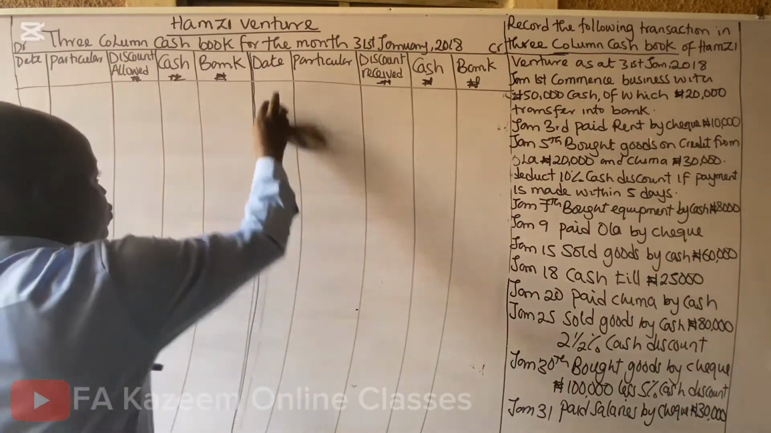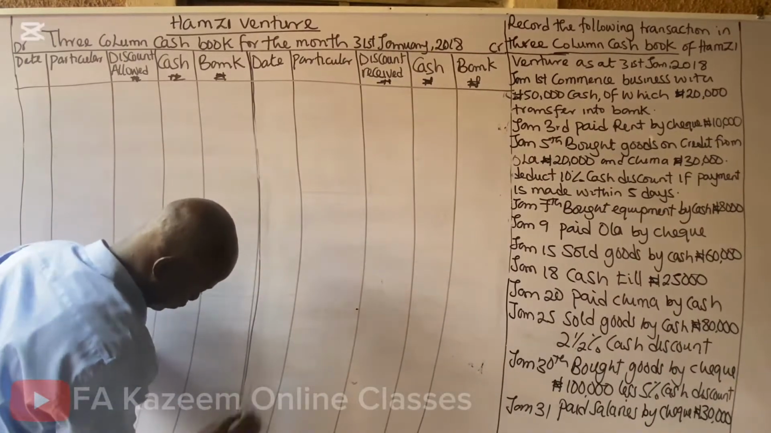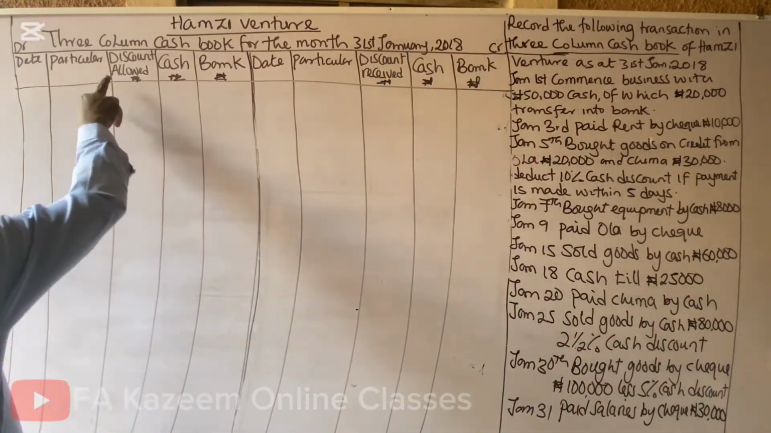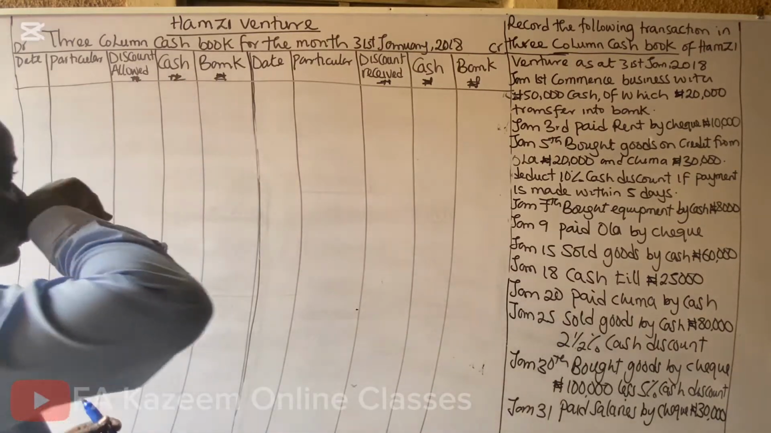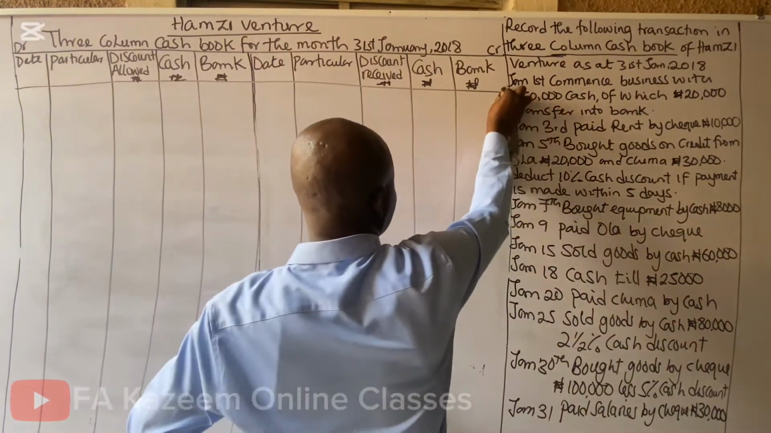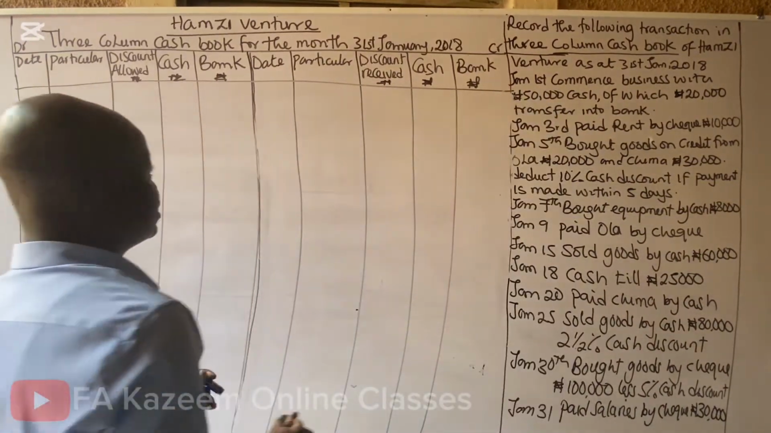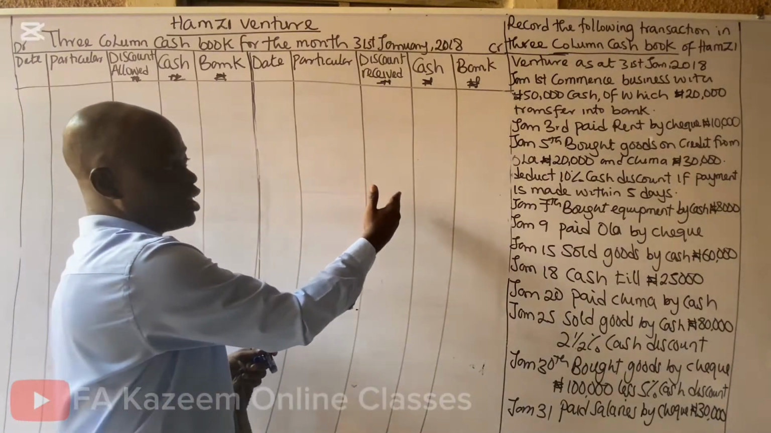A three column cash book is a cash book that has a column for discount allowed on debit, cash, bank. On the credit side, it has column for discount receive, cash, bank. Now, let's start posting in the three column cash book. The debit side of the three column cash book is for inflow, while the credit side of the three column cash book is for outflow.